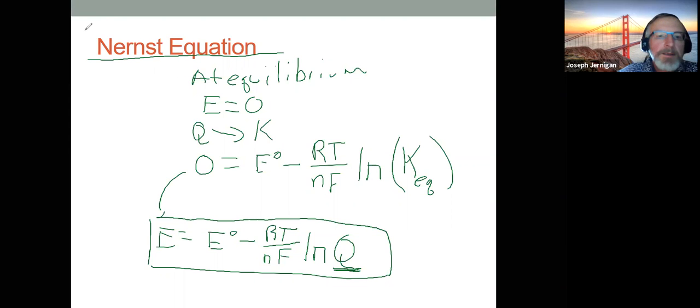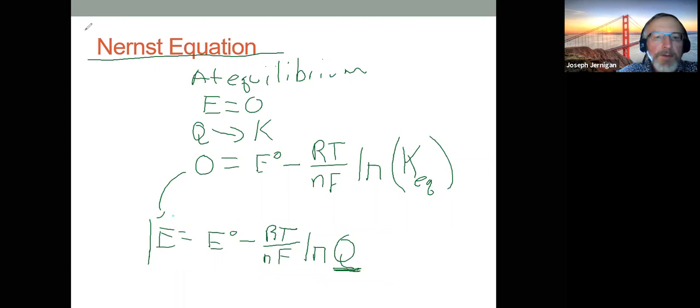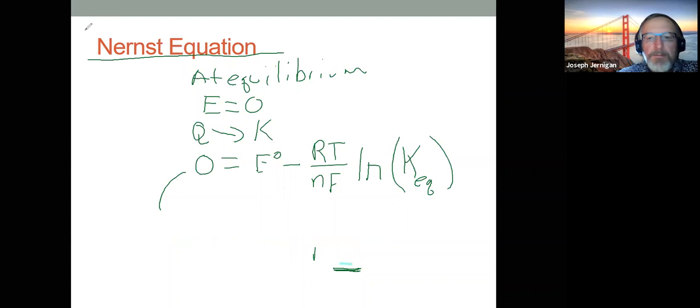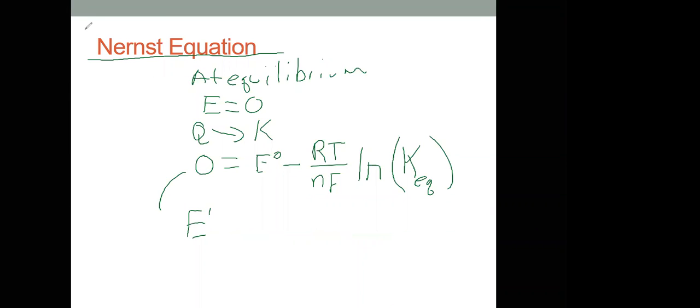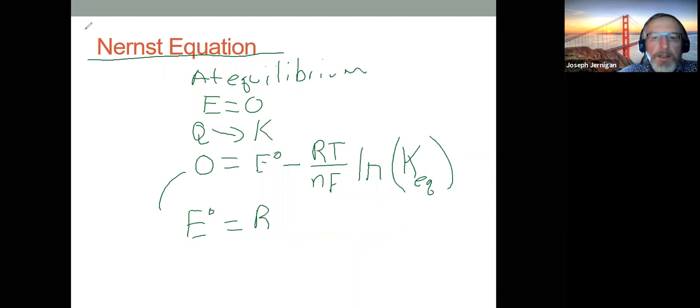And let me erase. I hate to erase stuff, but I have to have some real estate here. So E0 is equal to RT over NF ln K eq.